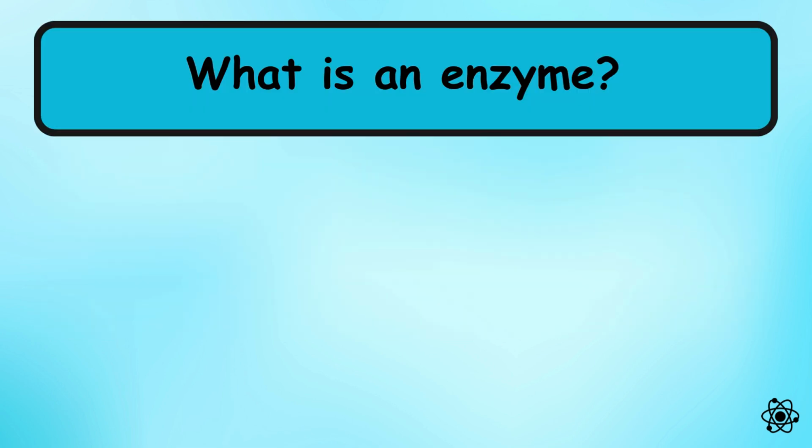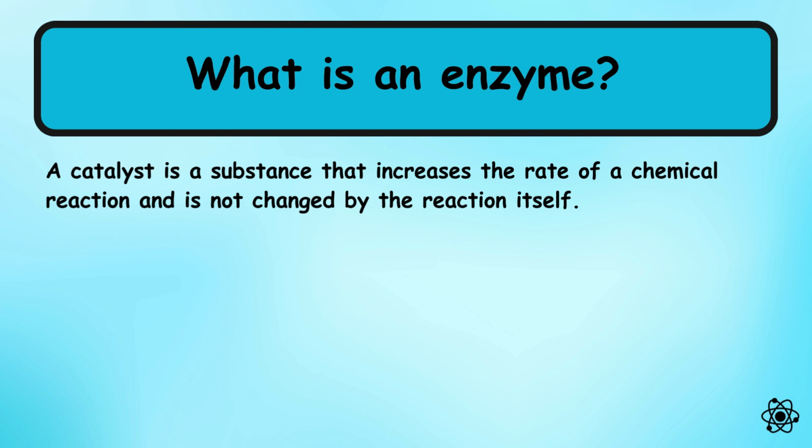This video summarizes topic 5, enzymes. So what is an enzyme? First, we must understand that metabolic reactions are constantly taking place in organisms in order to maintain their living state. A catalyst is a substance that increases the rate of a chemical reaction and is not changed by the reaction itself. So, it's something that makes a reaction faster, but it does not get changed itself.